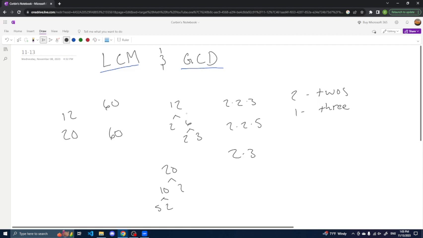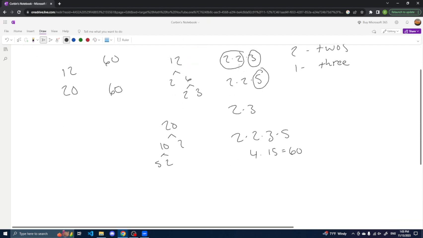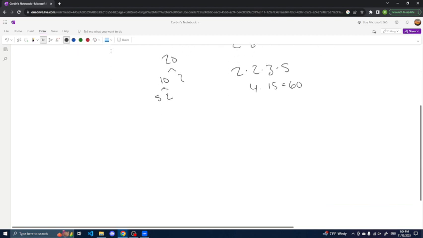And so we have 2 2's, a 3, and a 5. So if we multiply these together, we will get our least common multiple. And so 2 times 2 times 3 times 5. So this is 4 times 15, which is equal to 60. And so that's one of the ways to do the least common multiple. Break it into the prime factorizations, compare the two to each other, and take the maximum here.